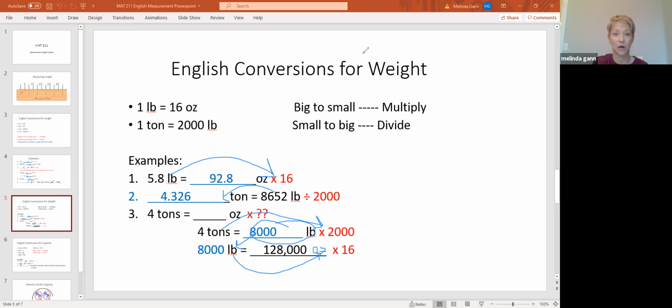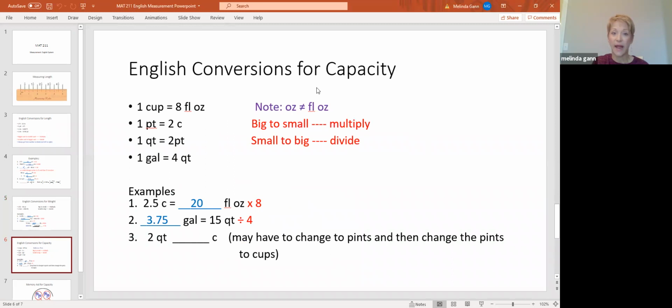All right. Now let's go talk about capacity, how much something holds. Now, this is the English system for capacity. We measure things in cups and pints and quarts and gallons. Now, this is a little confusing also. A fluid ounce is not the same thing as an ounce in weight. They are 2 different things.